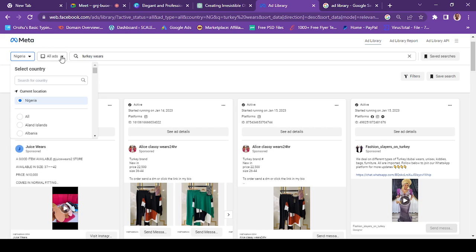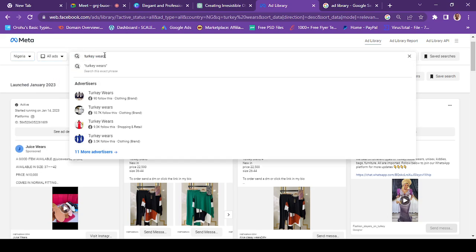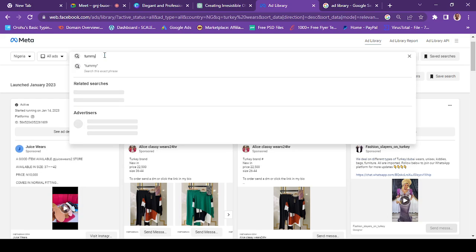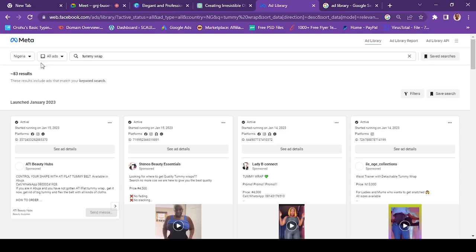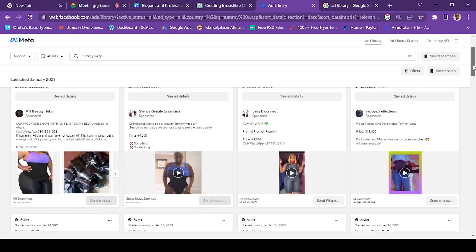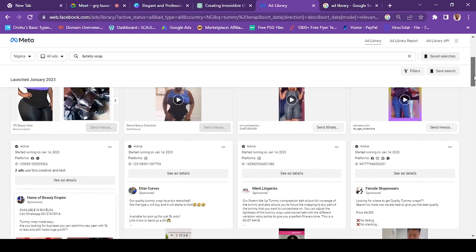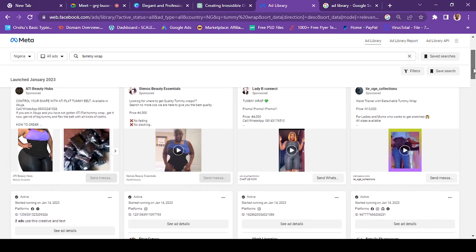Then you click on all ads, then type your keyword of what you want to search. If it is tummy wrap, you can search for tummy wrap and see the adverts currently running about tummy wrap. You can see about 83 adverts are currently running. So if you want to go into this space and advertise, you can pay attention to what is here and see what people are doing.